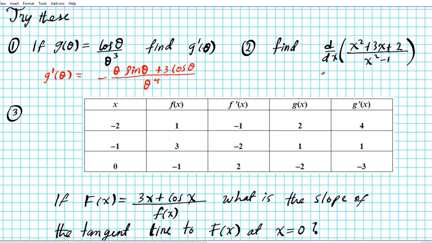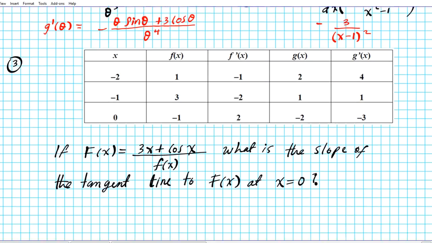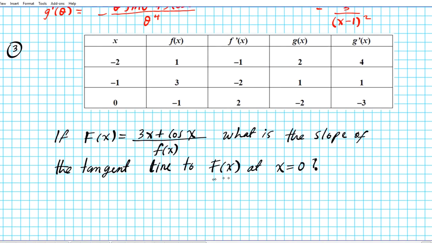For question 2, the derivative is negative 3 over the quantity x minus 1 squared. And then for number 3, the slope of the tangent line, another way you can write it, of course, is f prime of 0 is equal to negative 5.